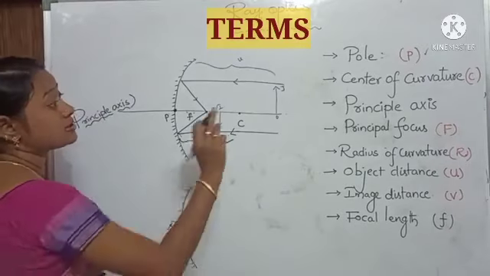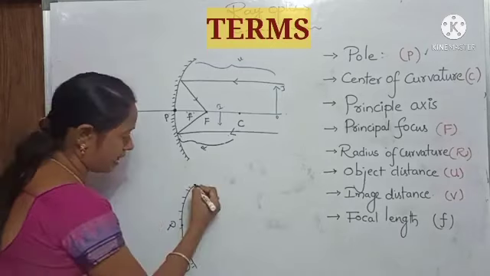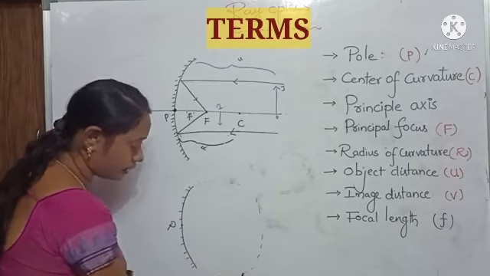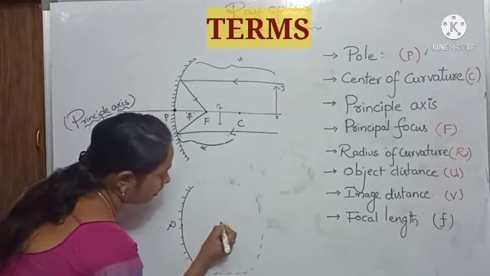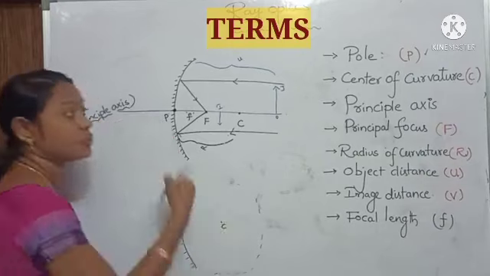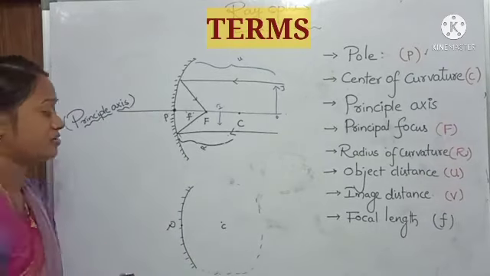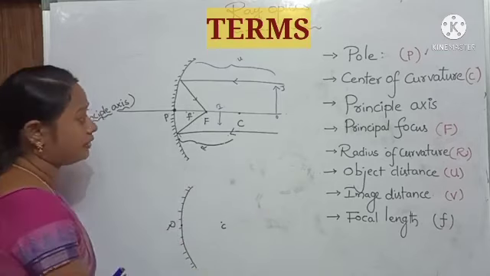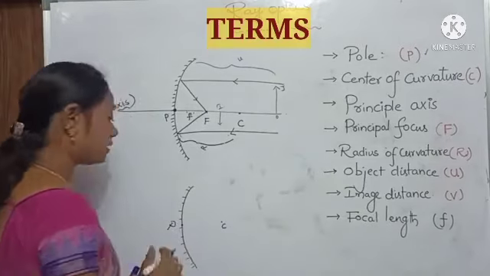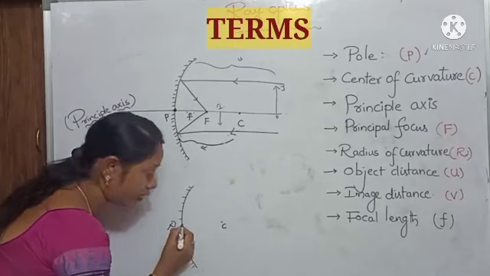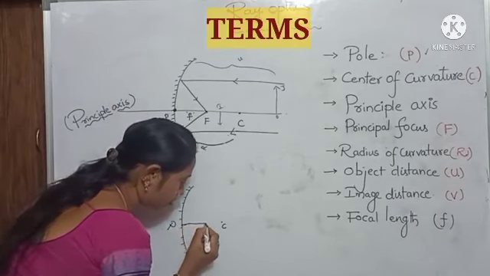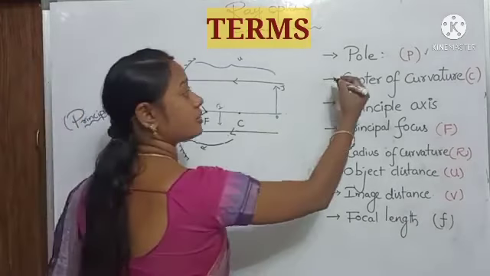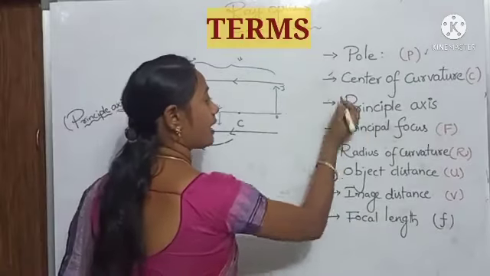Next, center of curvature. If we extend this mirror, assuming it as a sphere, the center formed, C, is known as the center of curvature. The center of the sphere is nothing but the center of curvature. Next, principal axis. The line joining the pole and the center of curvature is known as the principal axis.